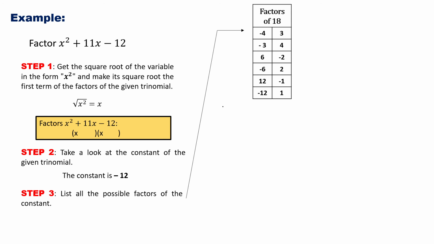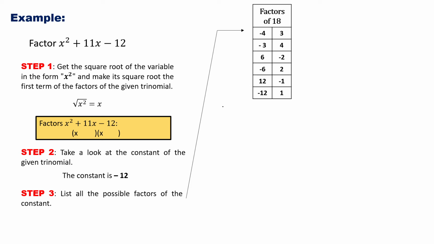And pag kinuha natin yung lahat ng factors ng negative 12, we have the factors. And so, correction, it's not factors of 18, kundi factors of negative 12. So, sorry for the error. And going back, yan yung mga factors niyan. Negative 4 and 3, negative 3 and 4, 6 and negative 2, negative 6 and 2, 12 and negative 1, and last, yung pair ng factor na negative 12 and 1.